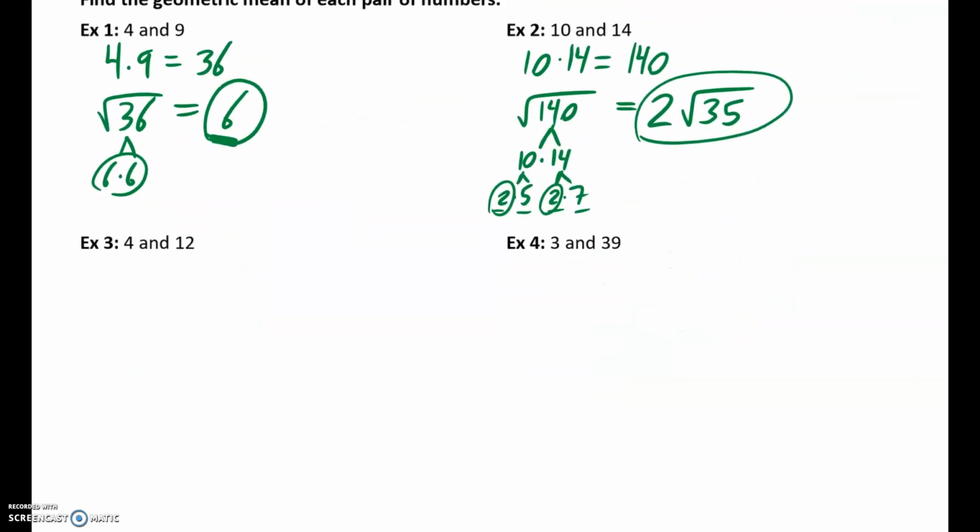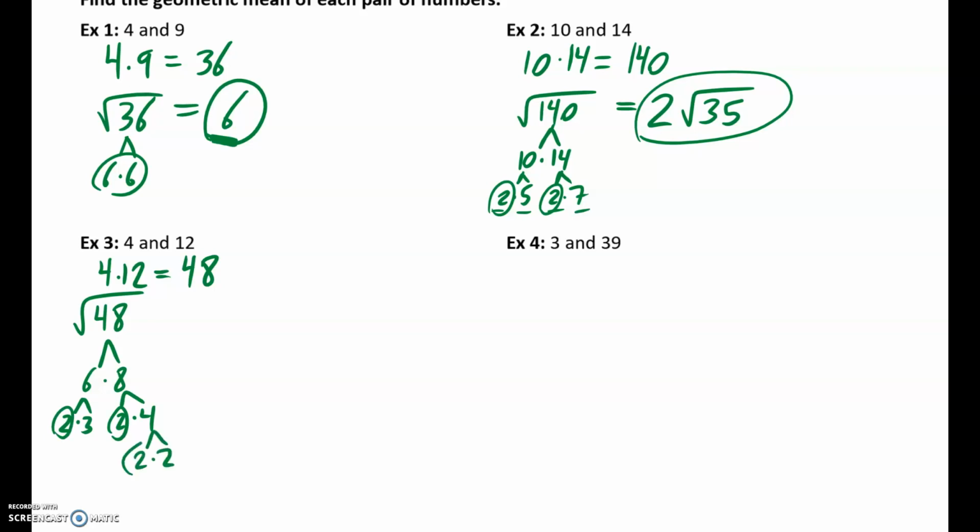How about 4 and 12? So 4 times 12 is 48. Square root of 48. Okay, so think about what multiplies to 48. And again, you might have lots of different options here. Most of you might go like 2 and 24. I'm going to go 6 and 8, just because. 6 is 2 times 3, of course. 8 is 2 times 4. So already I've got a pair of 2's. And then the 4 itself is a pair of 2's, right?